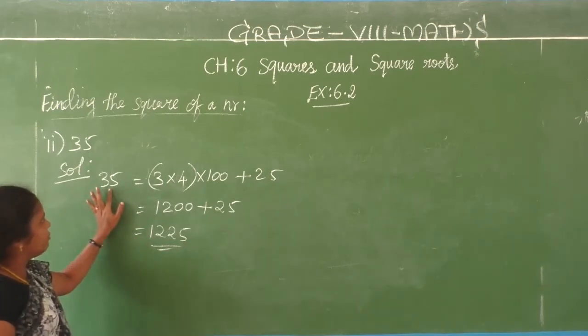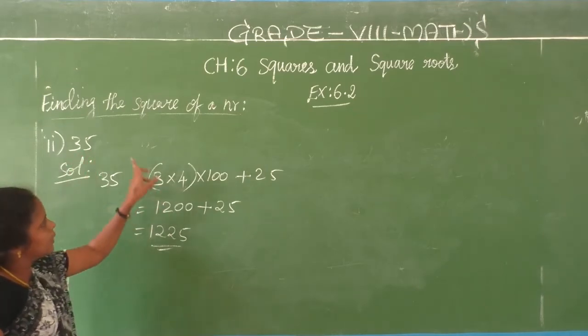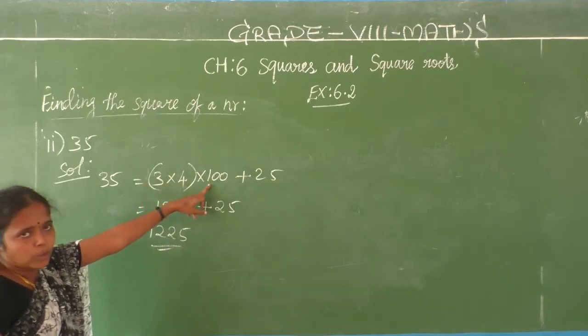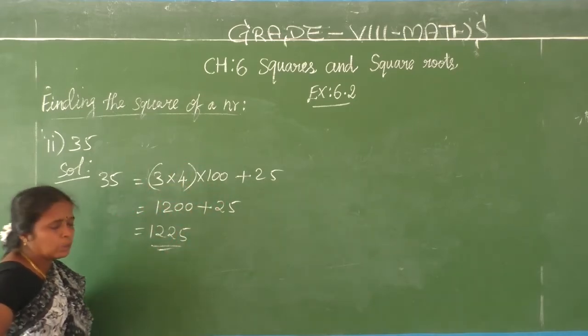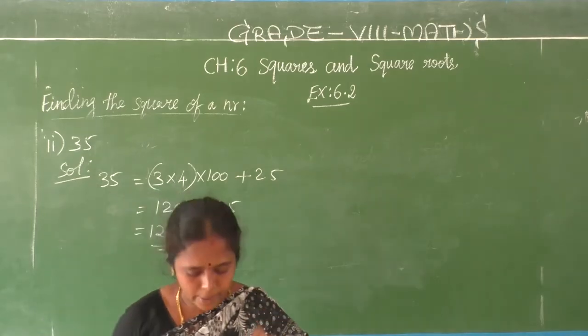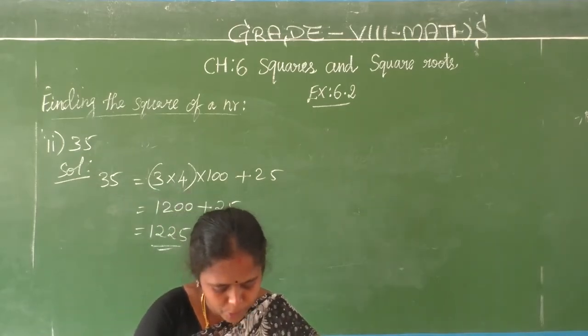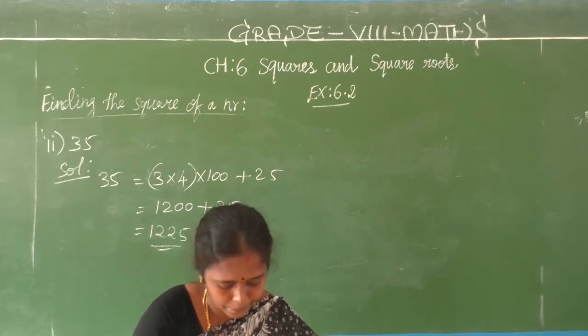Okay, 35. What did I do? I took the tens place number 3 and multiplied it by its successor. So 12 into 100, so 1200, plus added 25. The final answer is 1225. You can get it. Okay. Based on this, a few questions are there. You have to practice and complete them in the classroom.